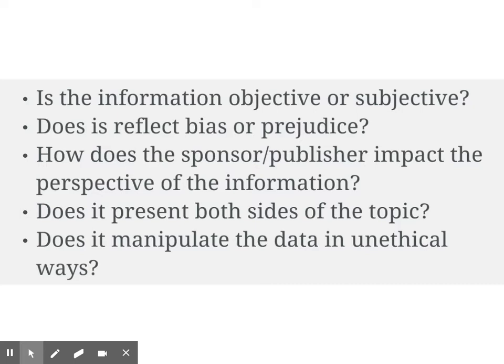Does the website present both sides of a topic? Does it manipulate data in unethical ways? Be very, very, very careful with statistics and data and things where it says 94% of or things like that. Make sure that you can verify this data and these statistics in another place, because a lot of times websites and companies want to manipulate those numbers to make you believe what they want you to believe.